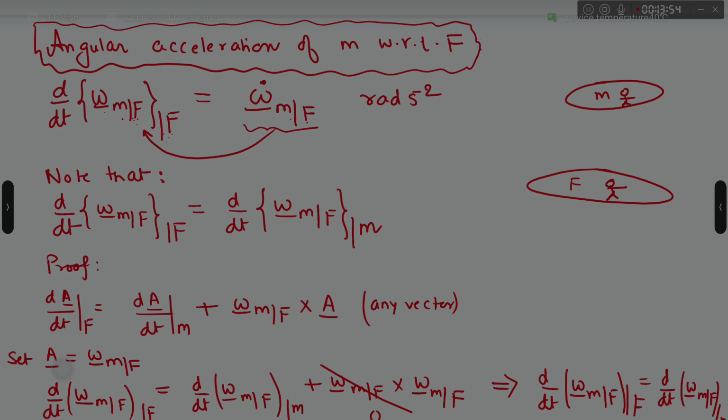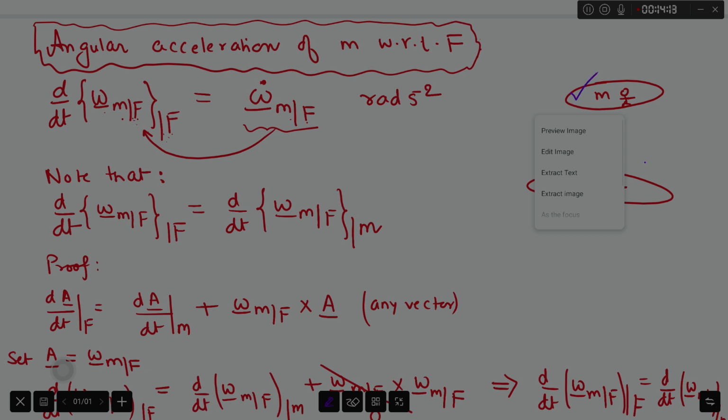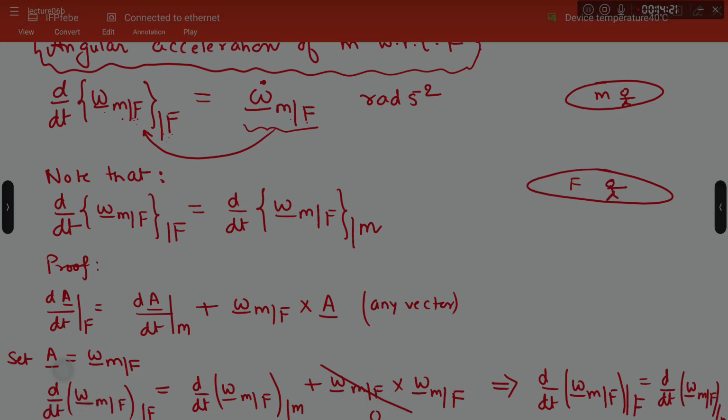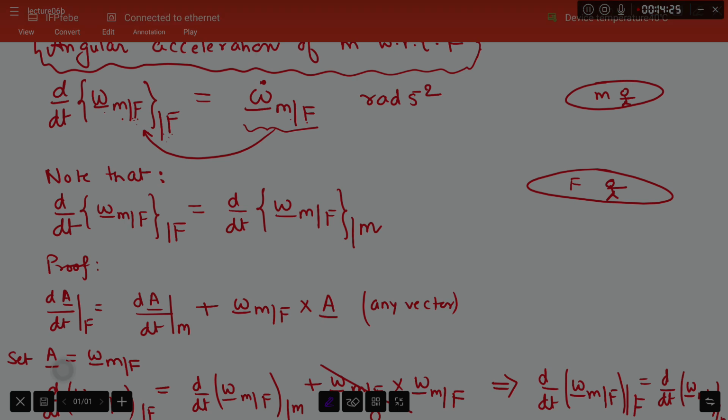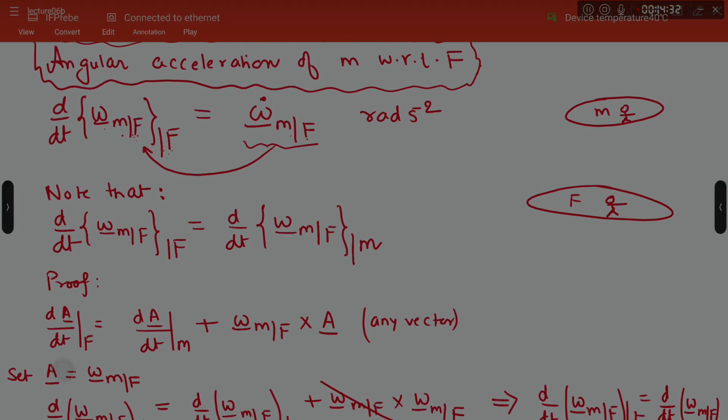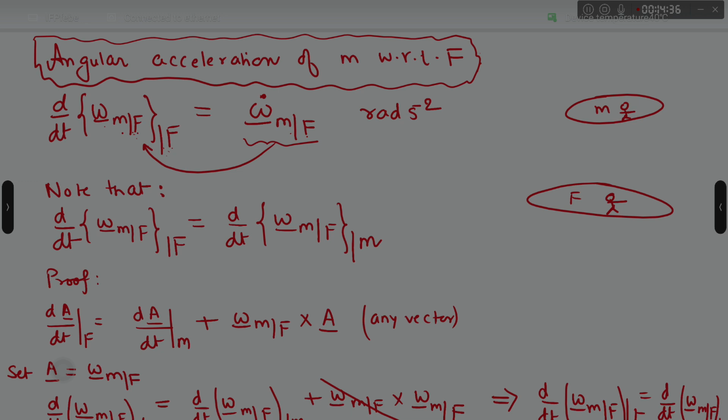Moving on, now we want to introduce a new vector. That vector is the angular acceleration of frame M with respect to frame F. Angular acceleration is defined as simply the derivative of the angular velocity with respect to frame F. Symbolically, we will use this notation omega dot mf, and the SI units would be radians per second squared.